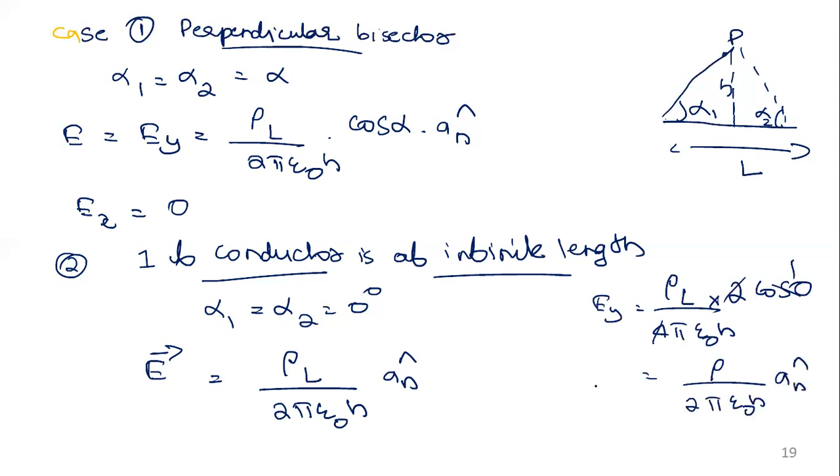Is it clear? Perpendicular bisector, and then the conductor of infinite length. So these things are very important. Okay, is it clear? Clear, Aya?